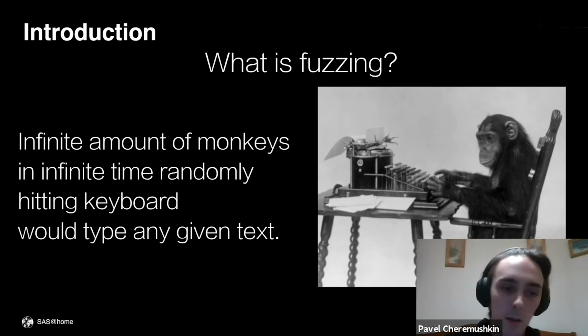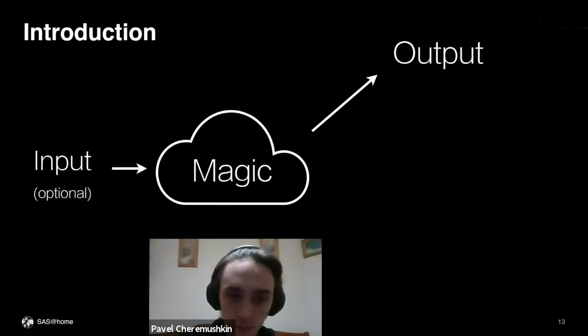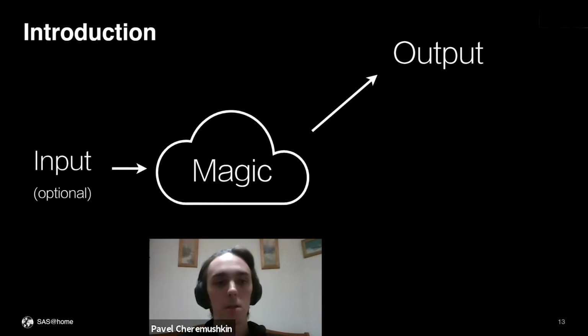It is a mind experiment where you have an infinite number of monkeys typing randomly on a keyboard, and as a result of this experiment, in infinite time they would type any given text. So this is the concept which we would be using during the process of fuzzing.